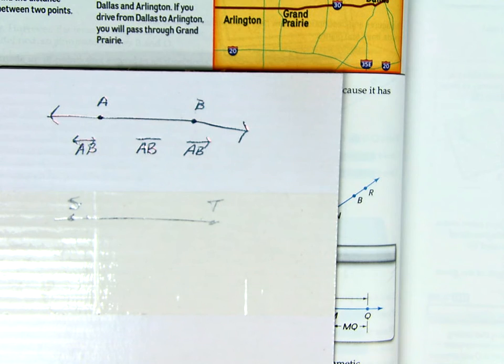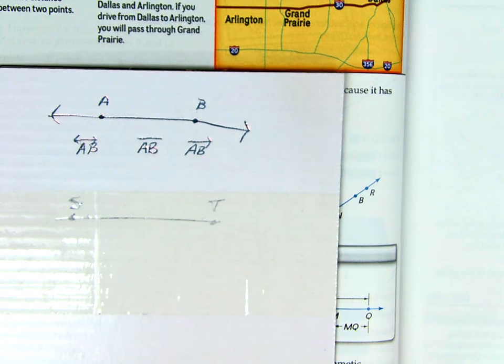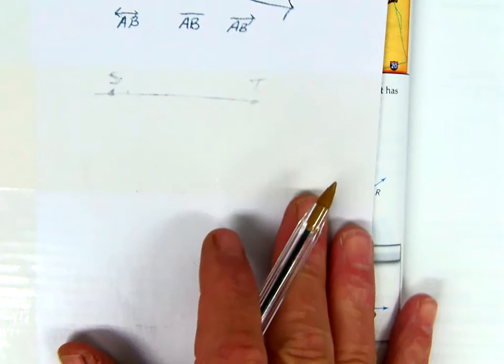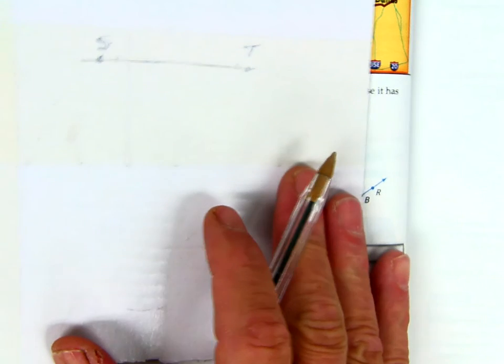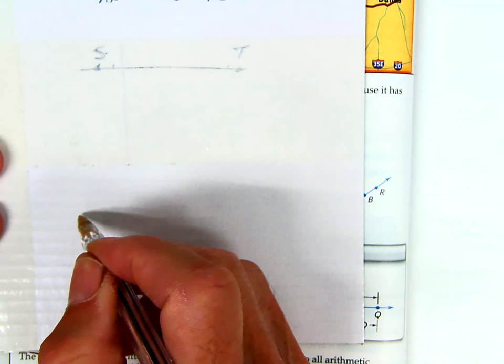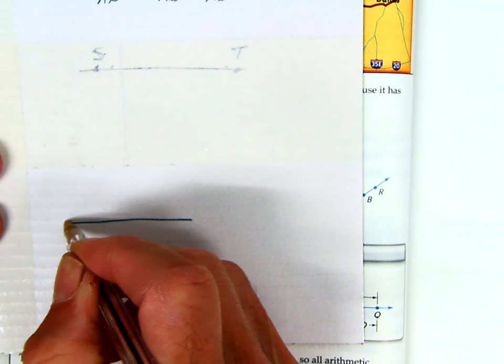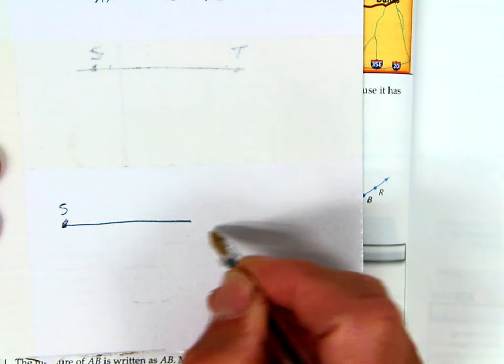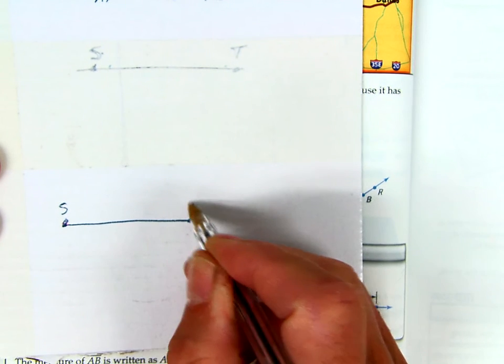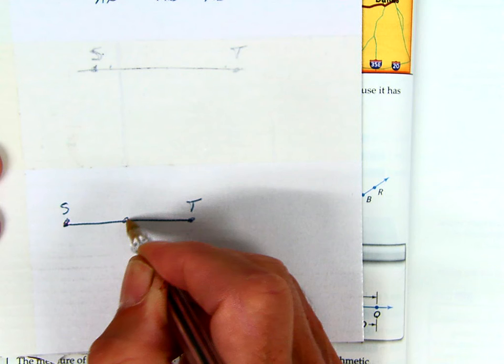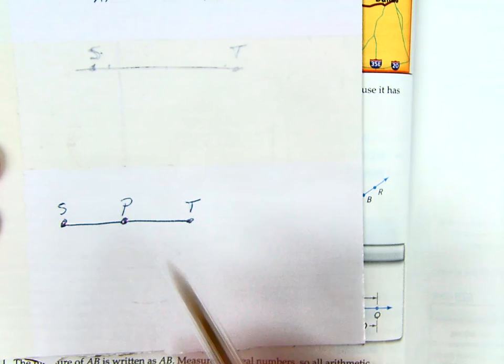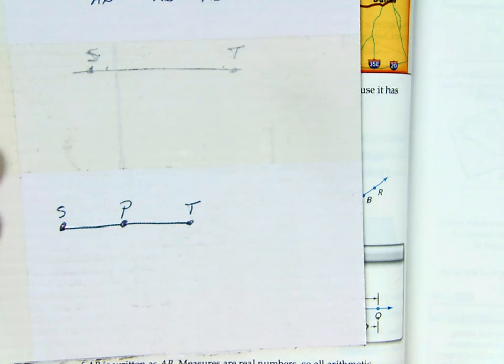One of the things we do in geometry is when they give us a verbal description, we draw a picture. If they don't tell us where exactly point P is, then we have to do our best. Here's S. Here's T. And I'm just going to put point P right here because it said between.